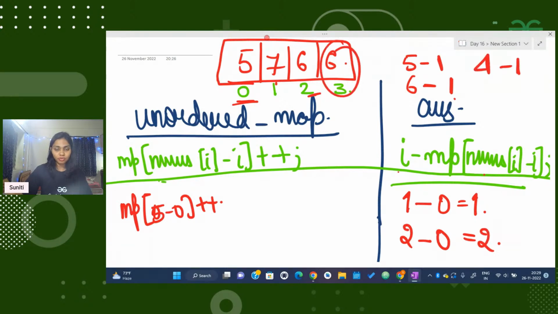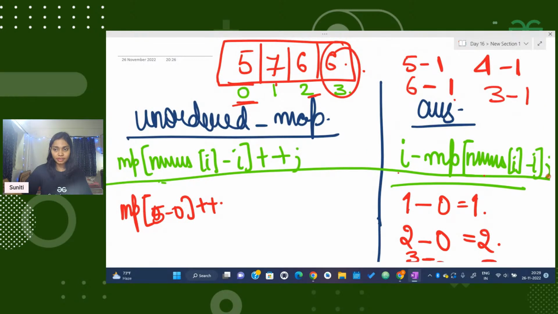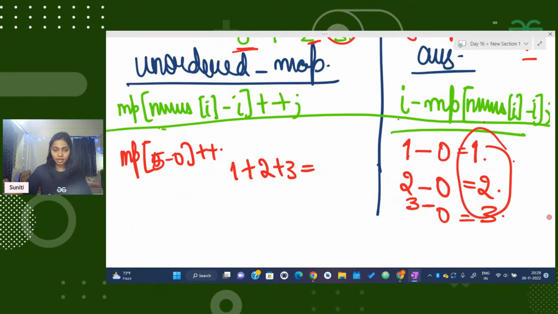Okay, let us now move to the last index, which is I equal to 3. 6 minus 3 will be 3. All right, so MP at 3 we have 0. So that's why it will come out to be 3. And at 3 we will increment the value to 1. Okay, so the total count that we have here is 1 plus 2 plus 3, which is equal to 6. So that's how we are going to solve.